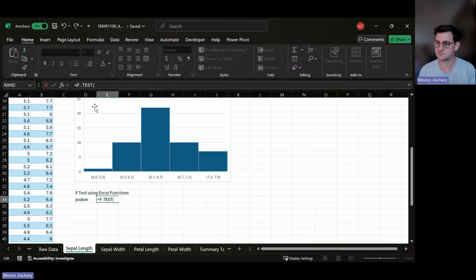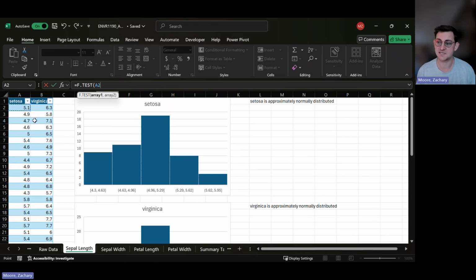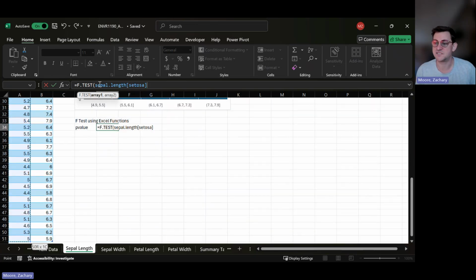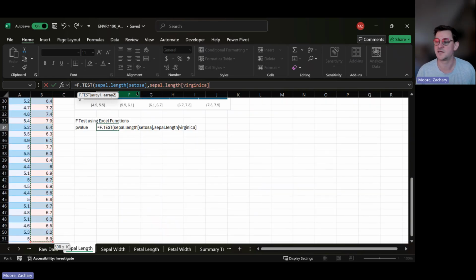Oops, why did it do that? F.test. You can see that once we're writing in this formula bar, it says you want to do an F-test, which means that you're comparing two data sets, array 1 and array 2. So what we can do is say we want sepal length setosa, and that's one of the reasons we have it formatted as a table, so that it's just taking that whole column of sepal length setosa, and we want to compare that with the variance of sepal length virginica.